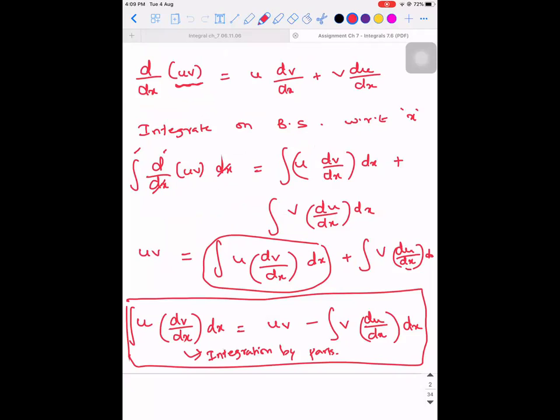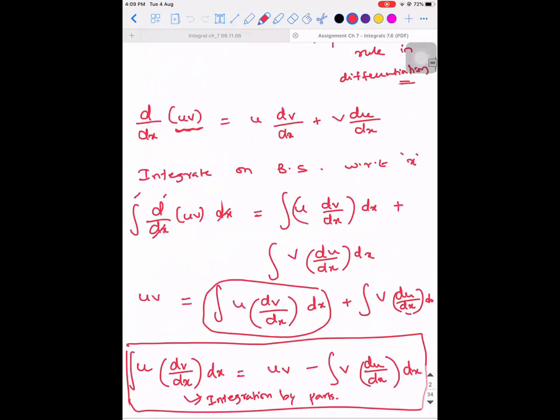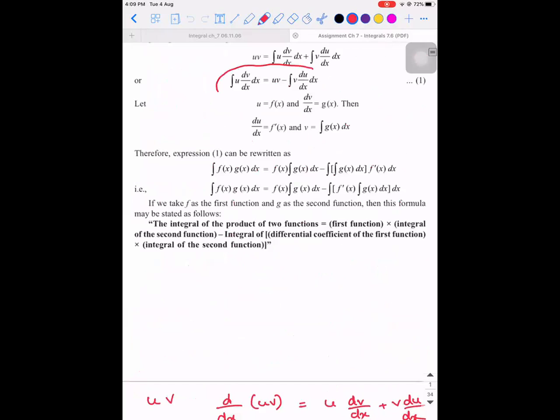It's okay. Let me explain what is the meaning. It's slightly tricky, so I suggest you concentrate again. This is what I wrote: integral of u into dv by dx with respect to x. Don't read it as dv by dx into dx. You have to read u as one function, and dv by dx as another function. The product of these two functions integrated with respect to x is equal to what? Is equal to u into v.